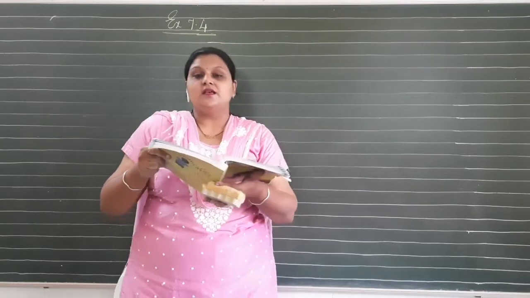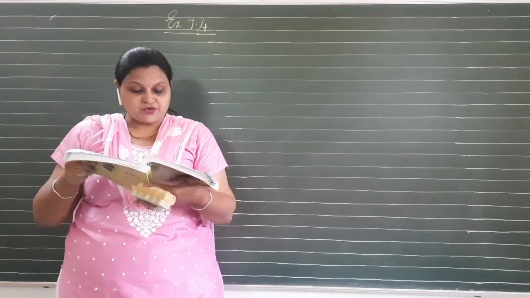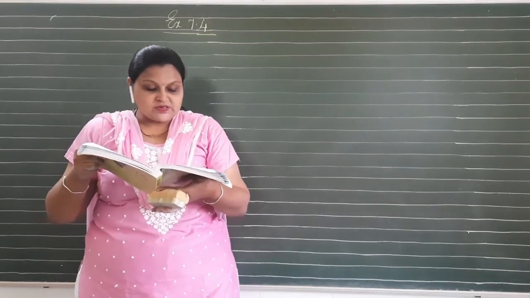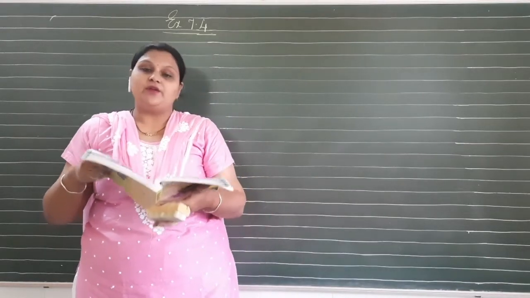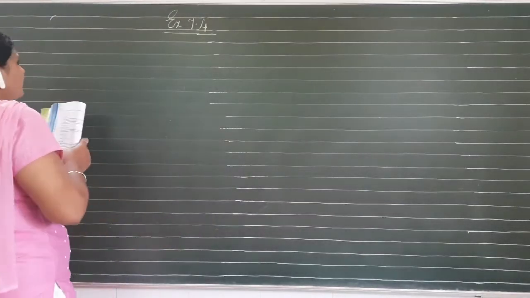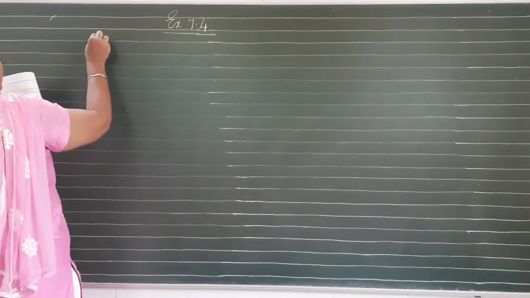Let us start exercise 7.4. Question 1. Write the shaded portion as fractions. Arrange them in ascending and descending order using the sign smaller, equal or greater between the fractions. You are given the figure over here. We will write down the fractions for each first.